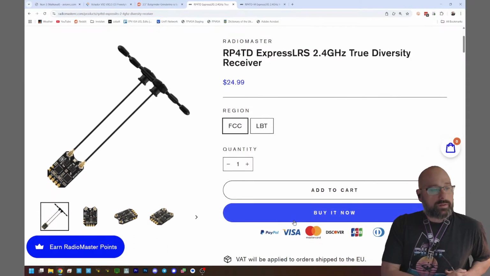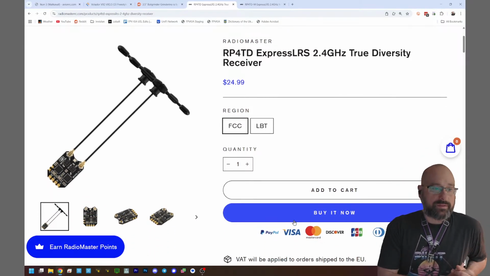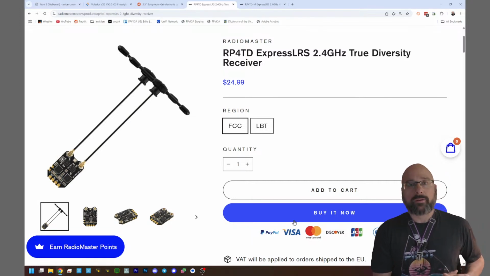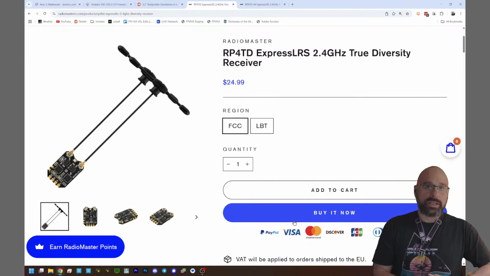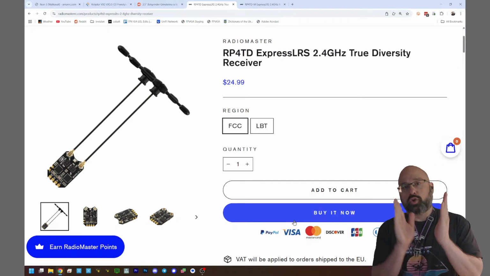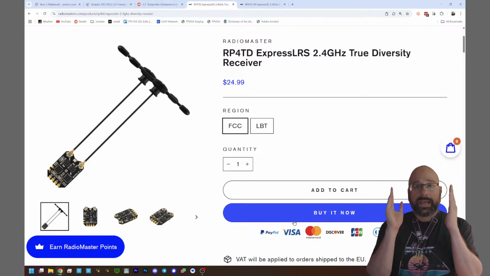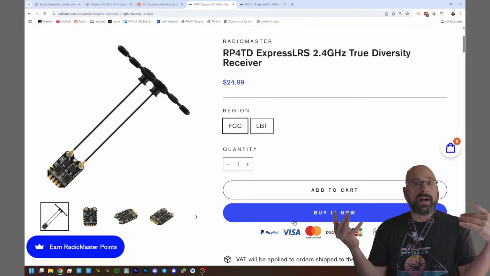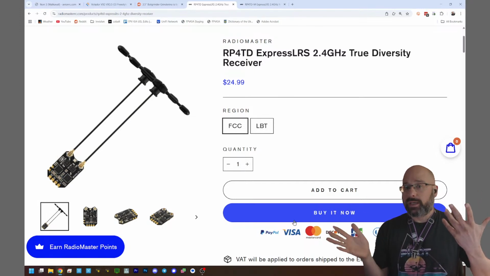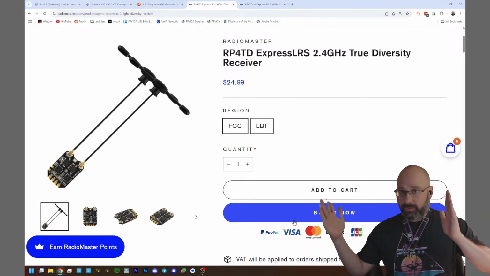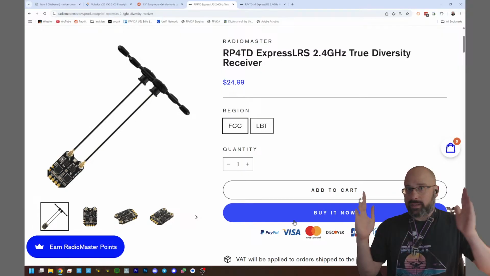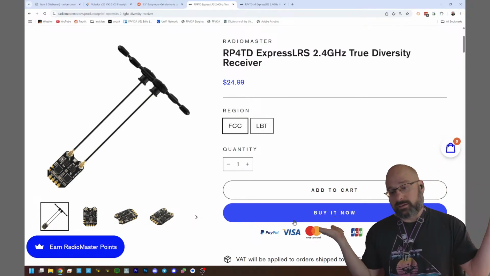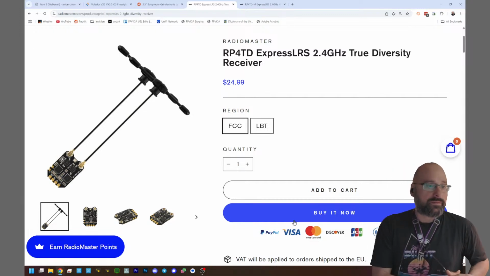That's correct. What would happen if this receiver was used with a non-Gemini transmitter? Just for background information, Gemini is the technology in Express LRS where the transmitter has 2 radios and it can transmit on both of those radios at the same time to improve the odds of your data getting through. It transmits the same data on 2 different frequencies. They hop around, and if one of them gets corrupted and doesn't get through, the other one has a chance of getting through. That's the gist of it.